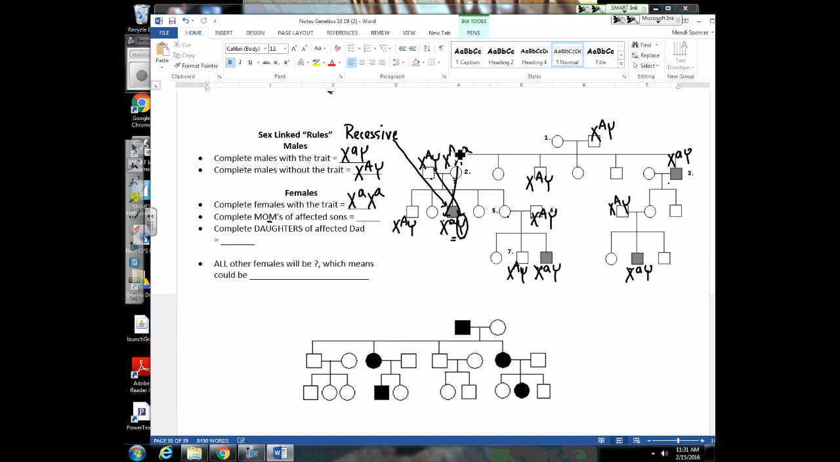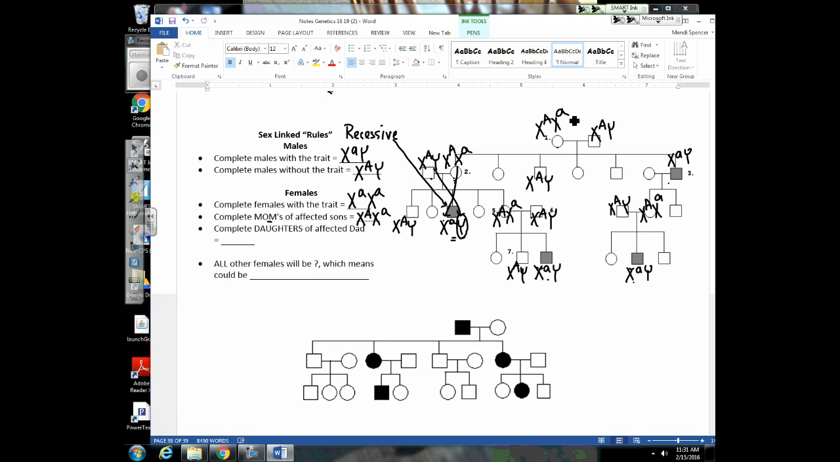Her other letter, though, would be that dominant allele, because if she was X little a, she would be shaded in. So again, she's a mom of a son who's affected, and they're always going to be heterozygous if they do not have this trait. So here's another son, here's mom, so she's going to be heterozygous. Here's a son, here's mom, she's going to be heterozygous. And we also know she would be heterozygous because she has a son that has it.